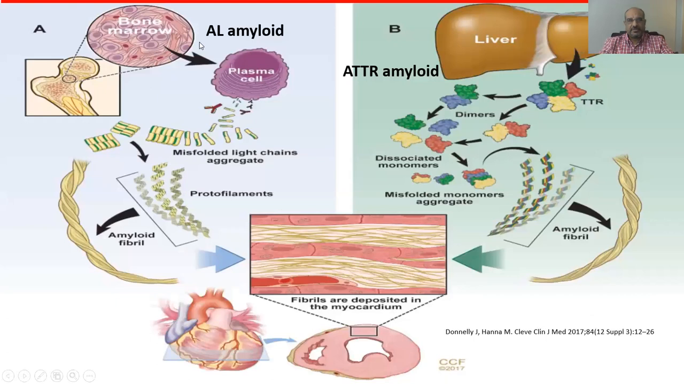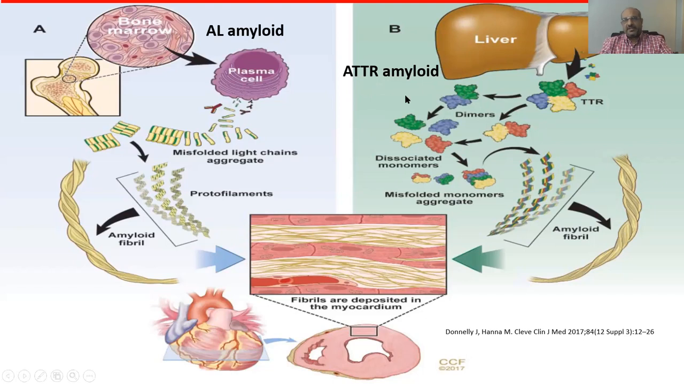What is the difference between AL amyloid and Transthyretin amyloid? AL amyloid is the story of the bone marrow, the story of the plasma cells. The amyloid proteins are formed in the bone marrow, in the plasma cells. They are misfolded mainly in the bone marrow to form these protofilaments, and then the amyloid fibrils, which are deposited in different organs, including the heart.